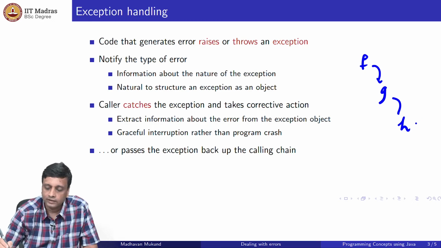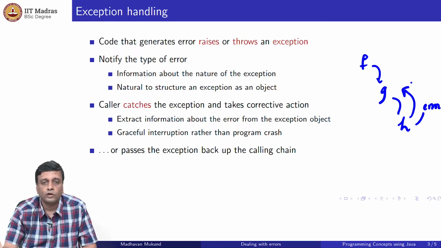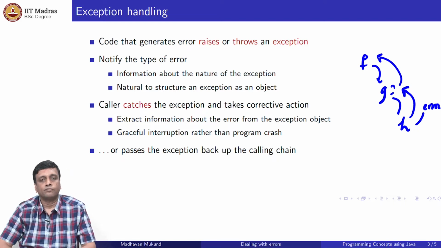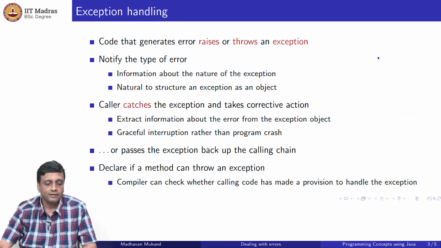And now supposing here there is an error, right? So H will notify G, but G doesn't know what to do with it. So by default it will just go back to F, right? But now of course if F does not know what to do with it and F was say main, then what happens is that it will come out and the program will crash.